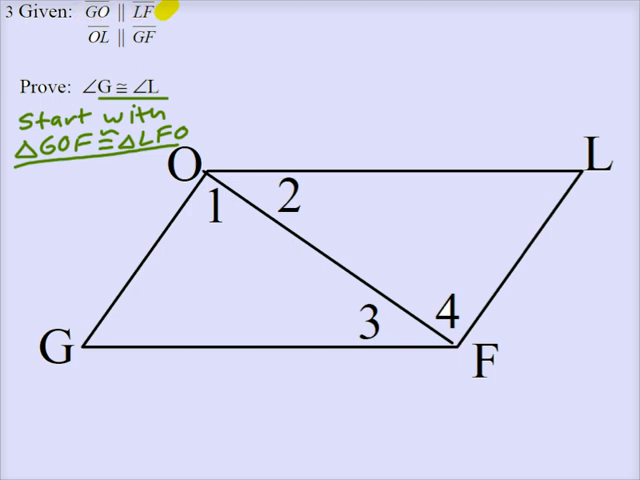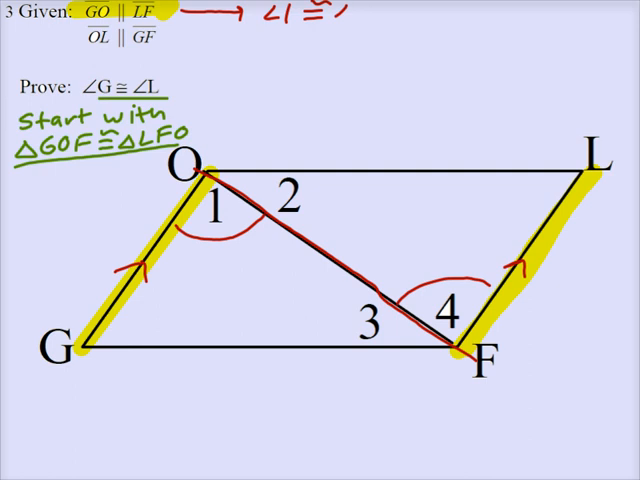These segments are parallel, GO and LF. Well, what of it? With parallel lines, you should always be thinking about angles. And in particular, which pair of angles? Those yellow lines are parallel, and they are cut by this transversal, OF. So if we've got parallel lines cut by a transversal, we're thinking about angles. The only angles that touch those yellow lines are angles 1 and 4. So GO parallel to LF gives us angle 1 congruent to angle 4.